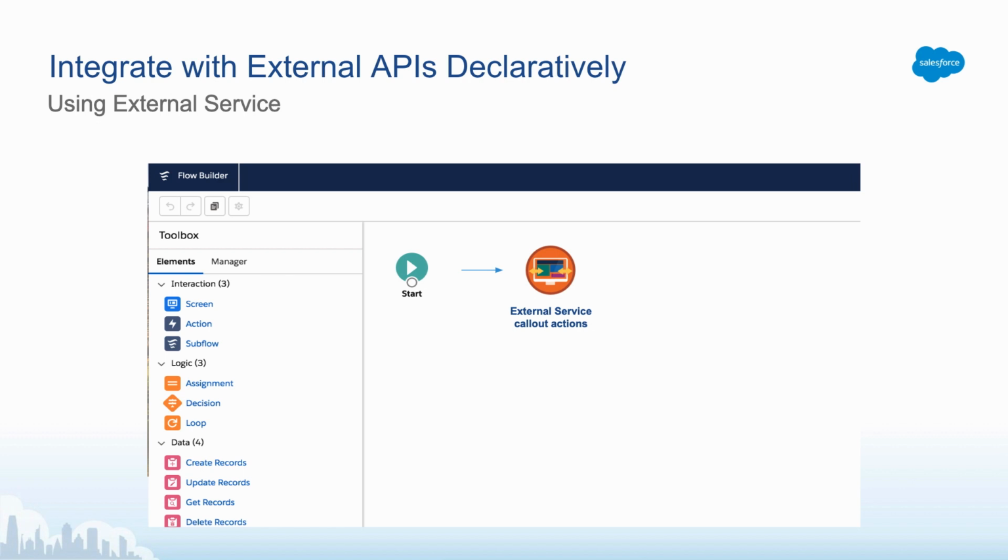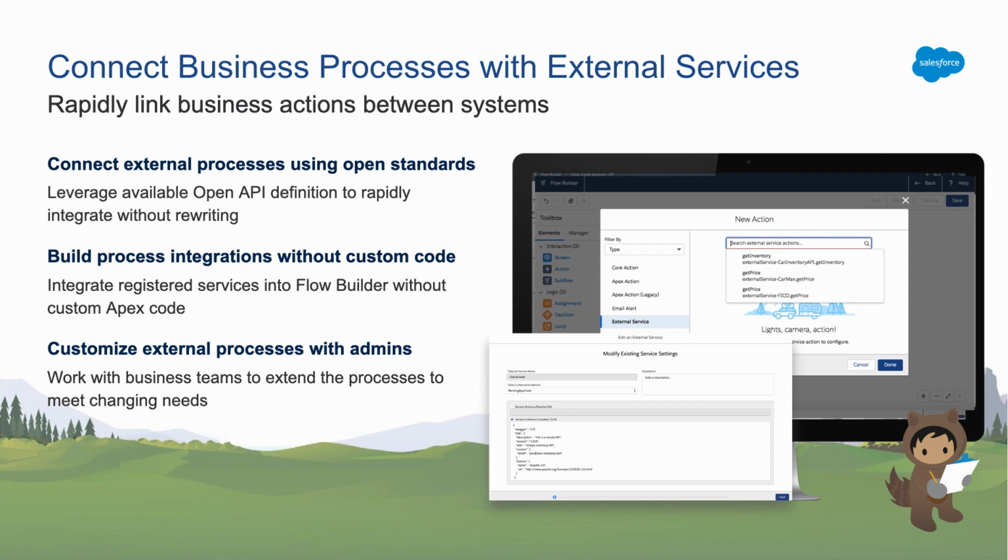drag and drop on the canvas to customize your business process. And then we are automatically creating these external service actions for you. So by registering that schema, you have them available for you. With that, I'm going to pass it on to Jody. She's going to talk about both the benefits of the product and the use case.